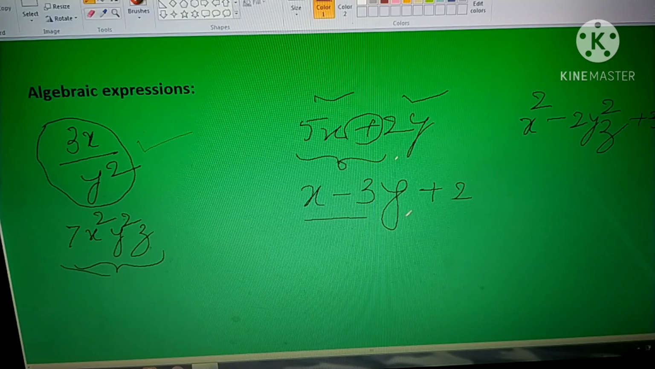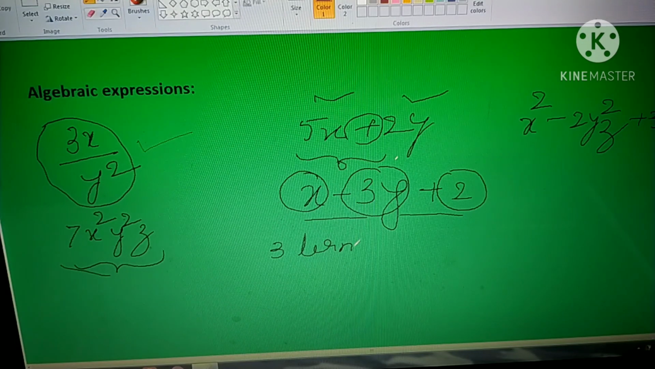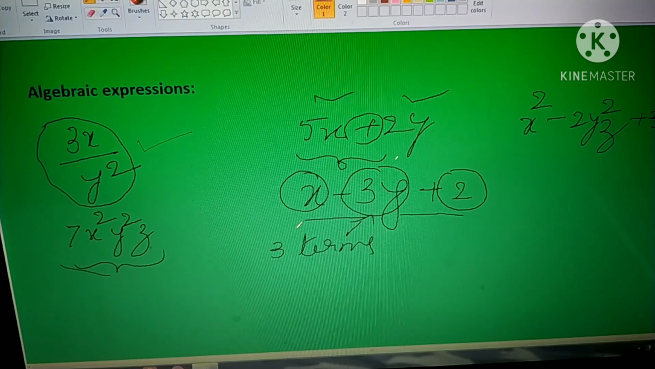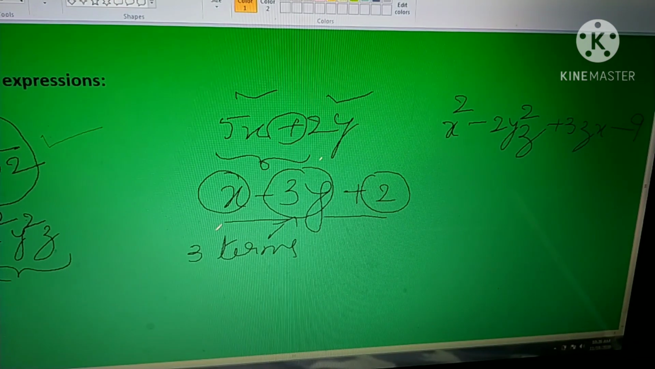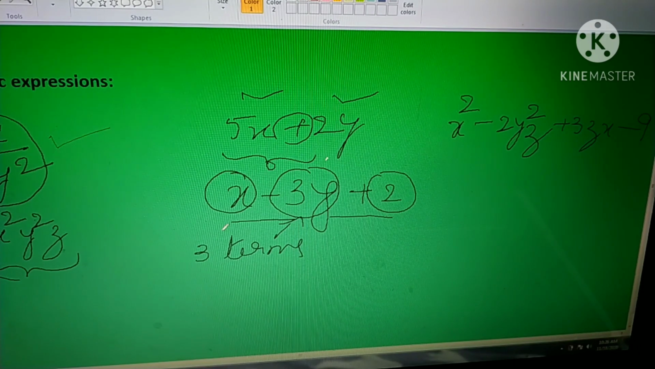Here if you see this one, 3x minus 3y plus 2. Here we have minus and plus. So now we can divide this into terms. See, this is one term, this is one term, this is one term. Like that we have three terms here. Like this we can understand the terms, or calculate how many terms are there in the given expression.